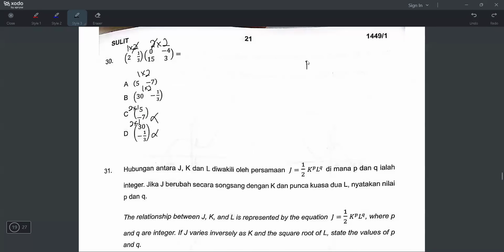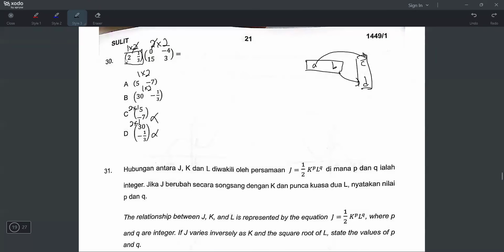Alright, cara dia darab macam ni. You have to take horizontal times vertical. Row darab column. Horizontal times vertical. And let's say there's A B here and C D here. Cara darab is A darab C, B darab D. This is the correct way. You jangan buat A darab C, A darab D. Itu salah. It has to be A darab C, B darab D.